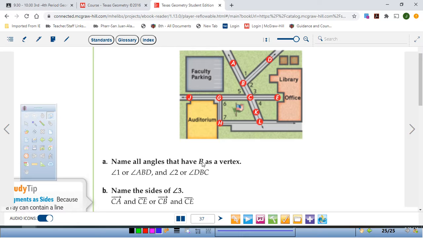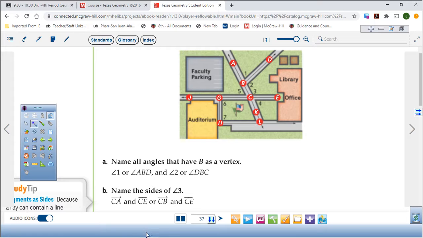Remember, B is the common point where the angles are formed by two rays extending off of that point. So let's look at that one real quick. Name all angles that have B as a vertex. So where's B? B is right there. I'll show you this. I'll change it to red.